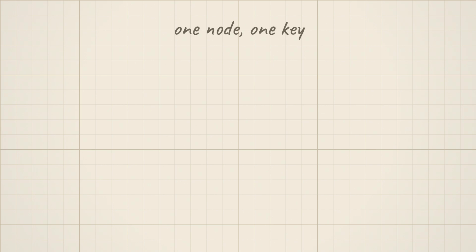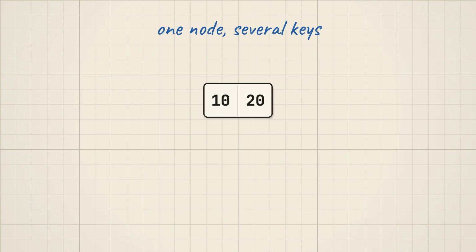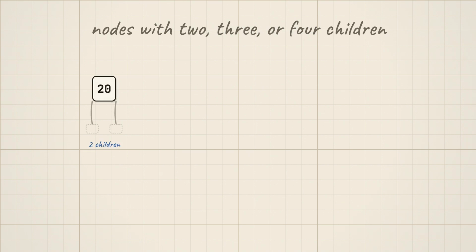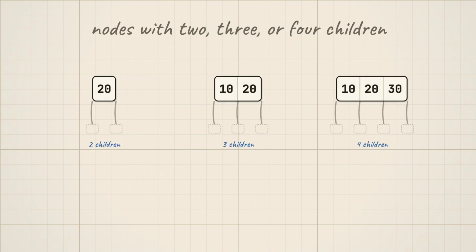Until now, every node has contained exactly 1 key. What if a node could contain more than one? 10 and 20 divide all possible values into 3 ranges. So a node with 2 keys can have 3 children. A node with 3 keys divides the values into 4 ranges, so it can have 4 children. Let us allow nodes with 2, 3, or 4 children. This is called a 2-3-4 tree.